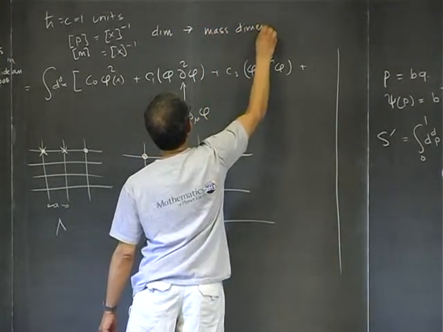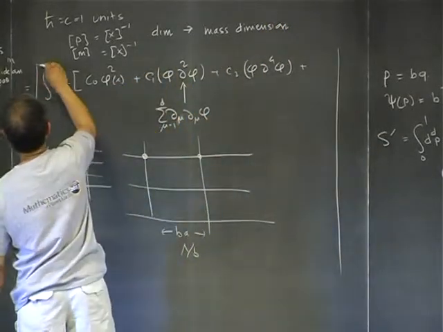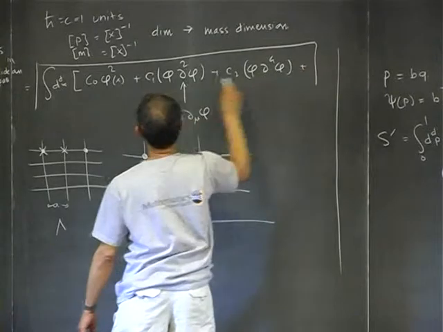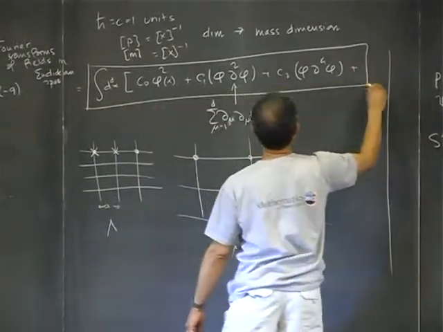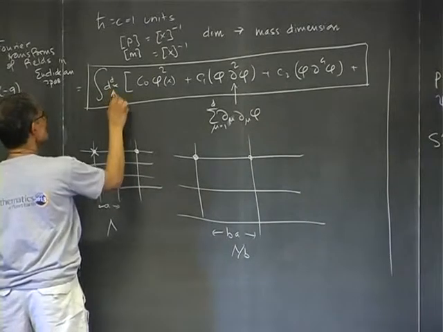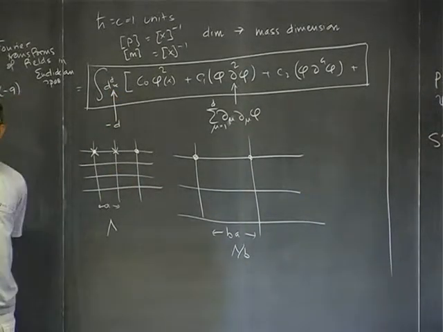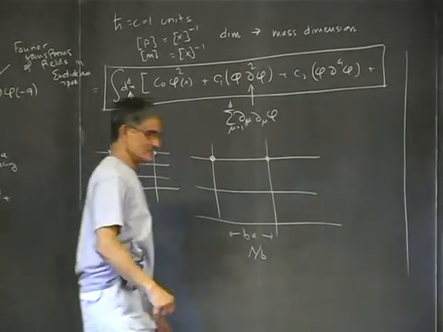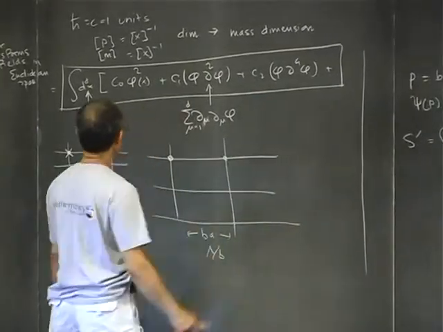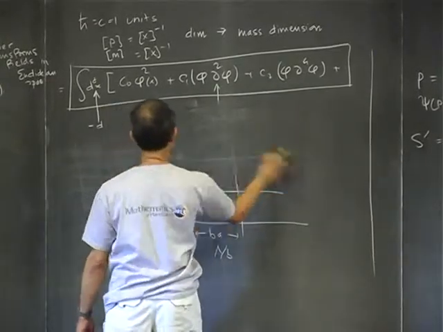And what I mean is, if I take this expression, then this term here has a mass dimension which is minus d. Okay? So let's do one by one all the terms.